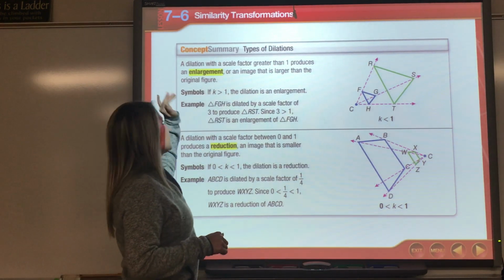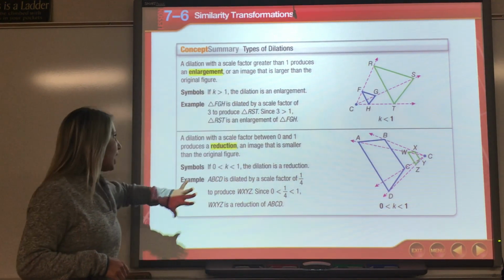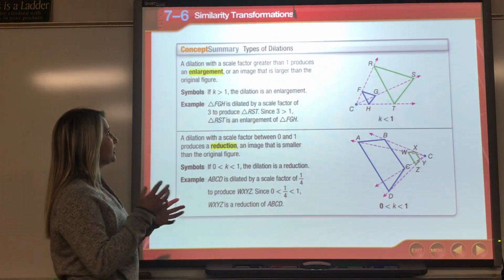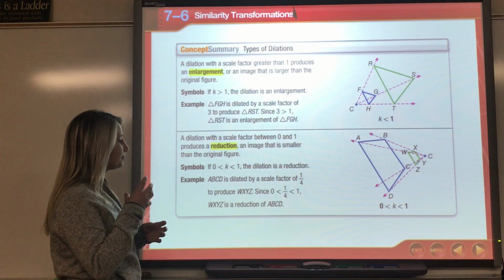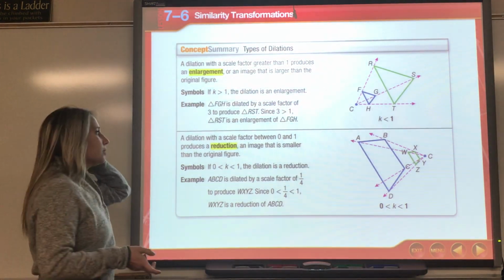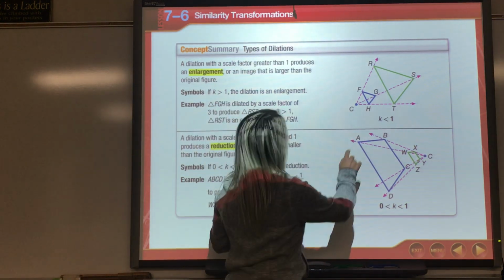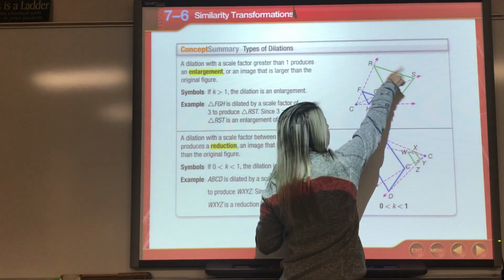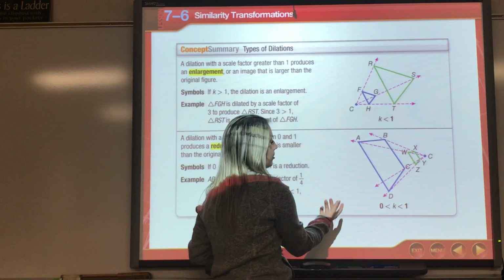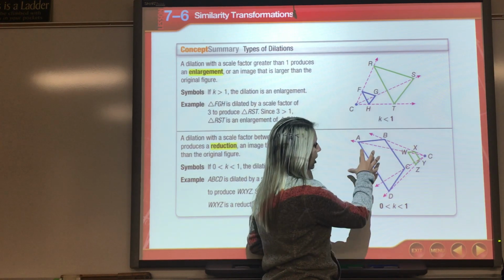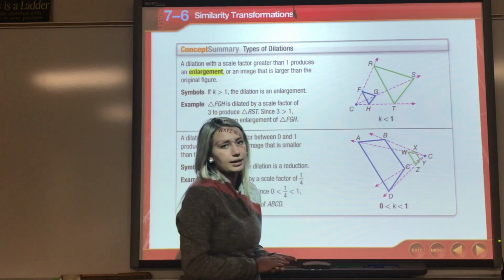We have types of dilations, enlargements here on the top, reductions here on the bottom. So we already talked about the numbers. Reduction is going to be between 0 and 1. Enlargement is bigger than 1. So over here in this diagram, we have this little blue triangle, and we're making it bigger to get that green triangle. And then on the bottom, we're starting with this blue shape and getting smaller to get that green shape.